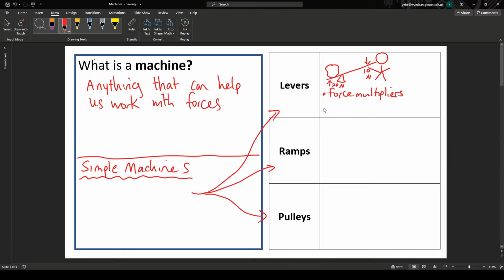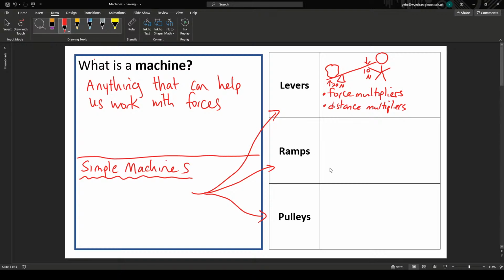Levers, though, can also be used in the opposite way, so it can take a large force and end up moving something a larger distance. So it could also be what's known as a distance multiplier. But at this stage, we don't really need to consider distance multipliers much. Just know that they exist. We're mainly talking about force multipliers here.